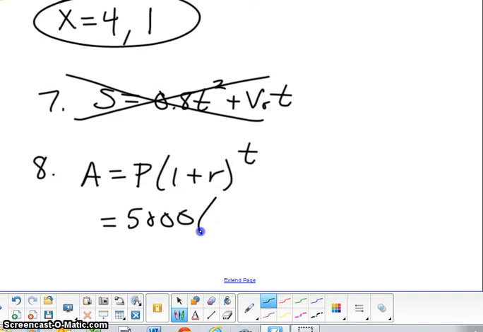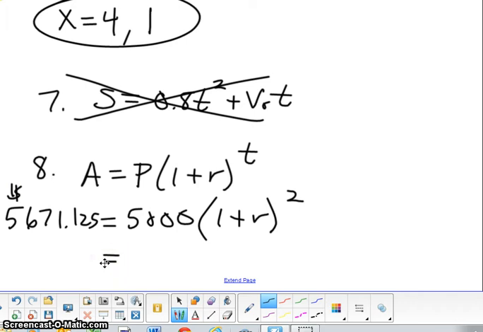Okay, they tell you in part A that you have $5,000 to begin with, that's going to go in for P. r is going to be left alone, and it says in 2 years we want it to grow to 5,671.125. It seems like an odd number for money, but anyway, we're going to go with it.